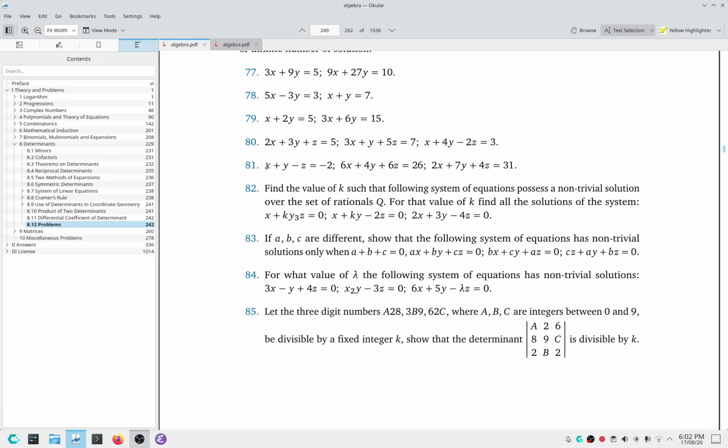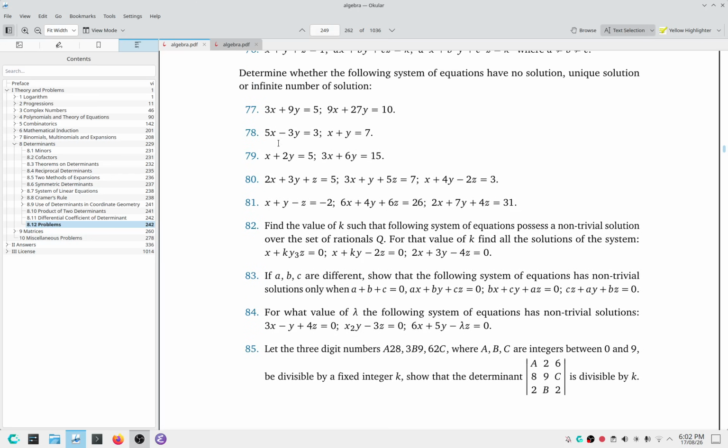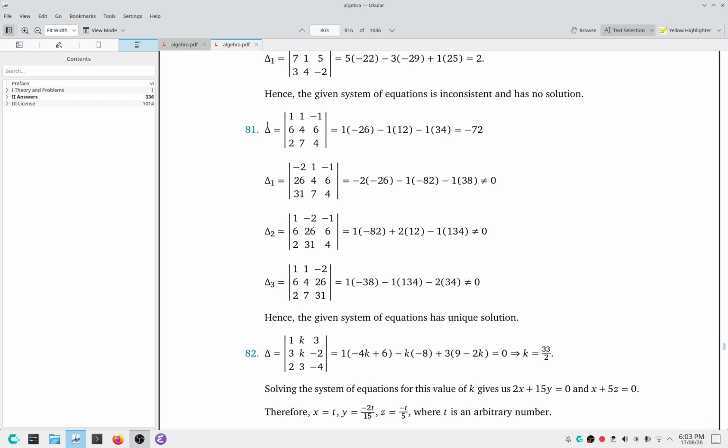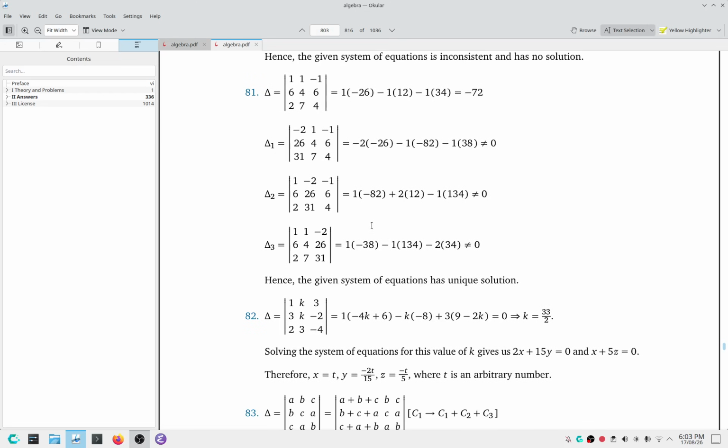Question 81 says that we have to determine the nature of this system of equations. That is x plus y minus z is equal to minus 2, 6x plus 4y plus 6z is equal to 26, 2x plus 7y plus 4z is equal to 31. So we evaluate delta. Delta is minus 72. Delta 1, delta 2, delta 3 all are non-zero. So the given system of equations has a unique solution. It is easy, you just need to evaluate the determinants.